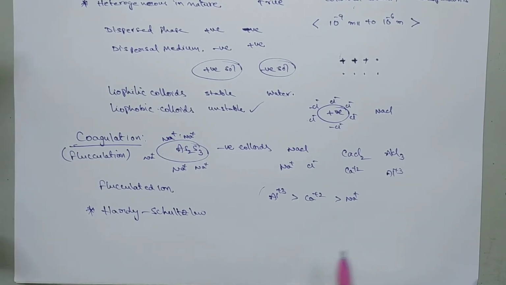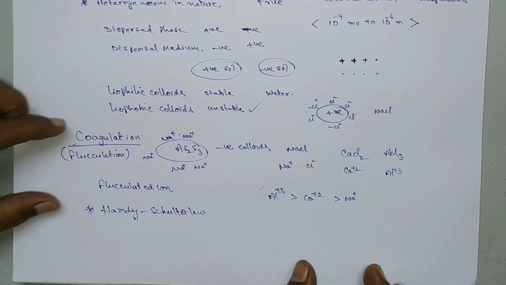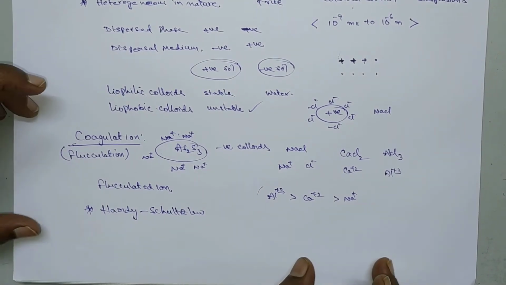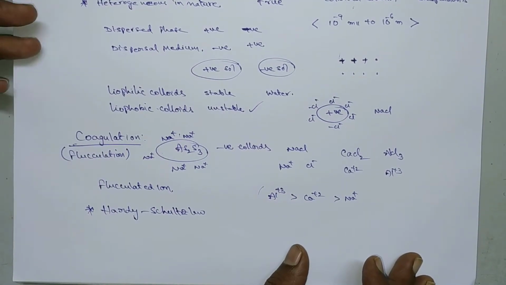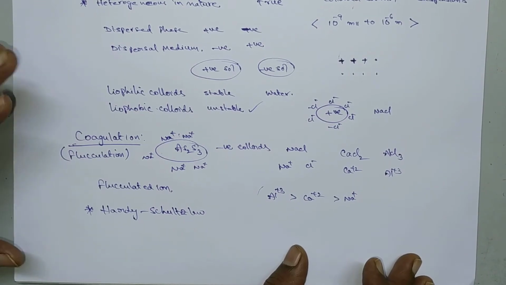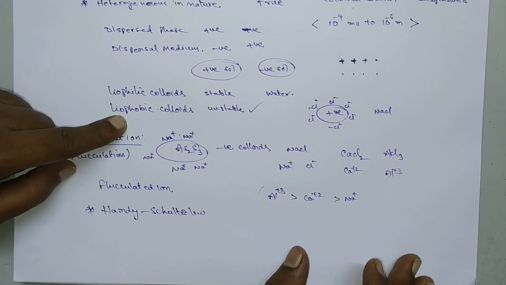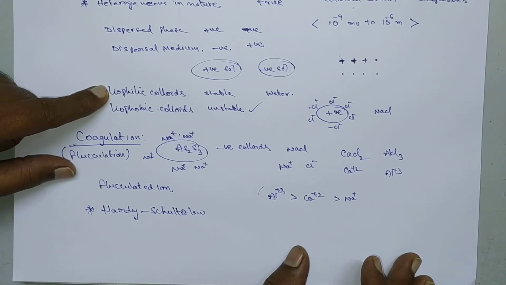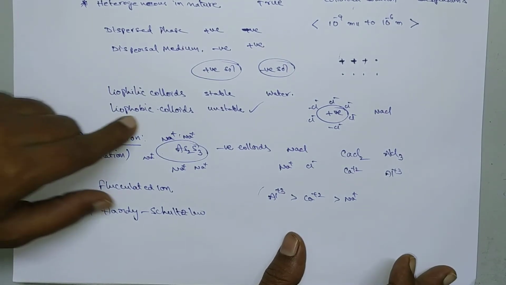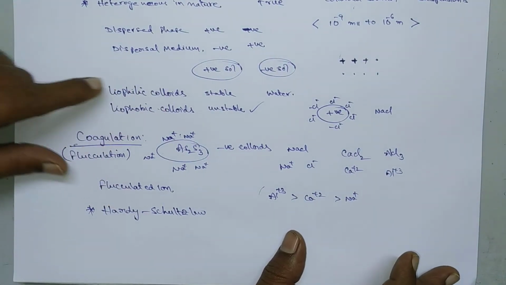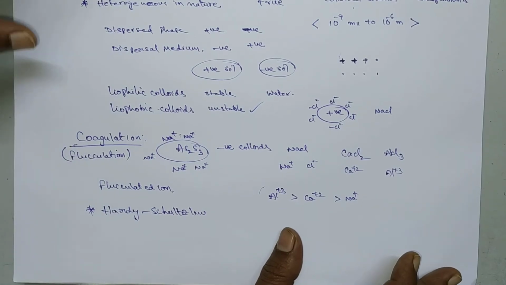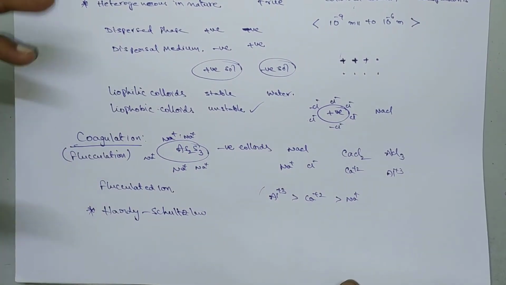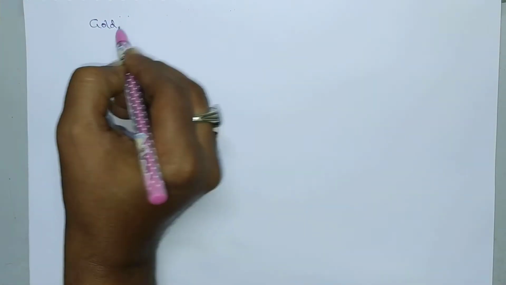We have to protect the colloidal solution from coagulation. If we protect it from coagulation, the colloidal solution will be stable. How can we protect it? We can protect the lyophobic colloidal solution by using some lyophilic colloidal solution. How much lyophilic colloid should be added to protect the solution is given by the term gold number. So let us define gold number.